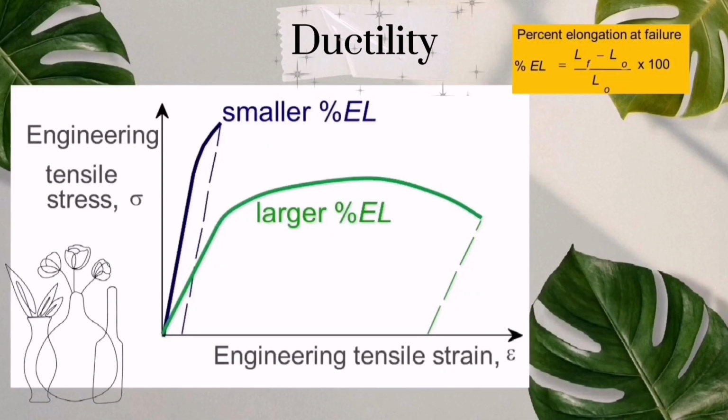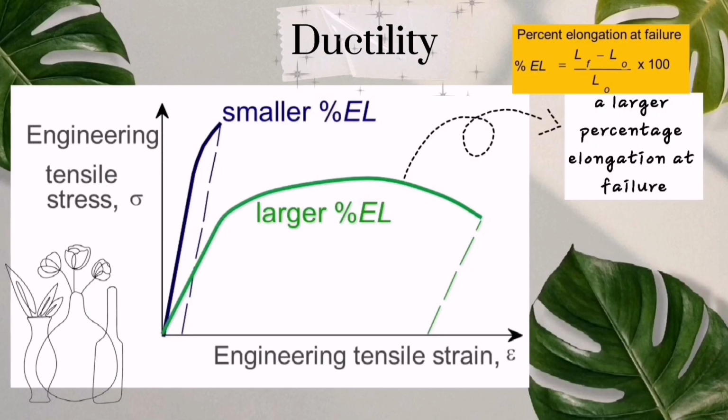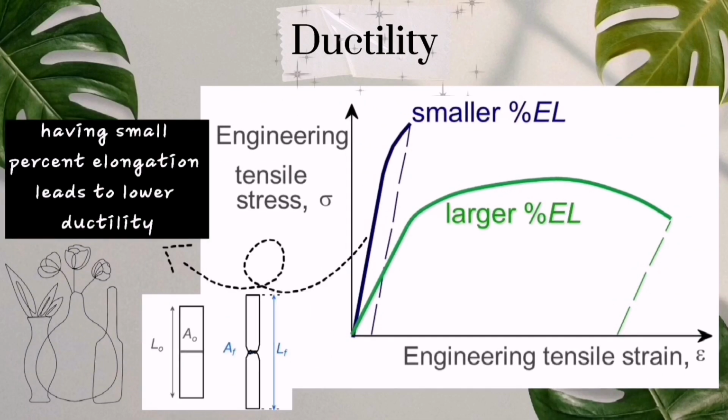As shown in the graph above, the green curve indicates a larger percentage elongation at failure, meaning this particular material has high ductility when it elongates, and the blue curve implies the contrast. Having a small percent elongation leads to lower ductility.